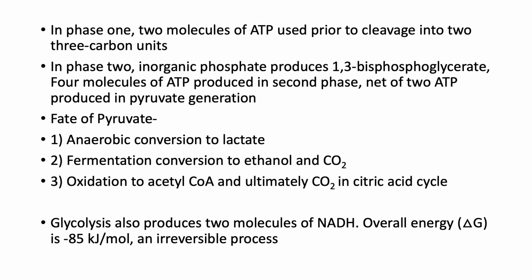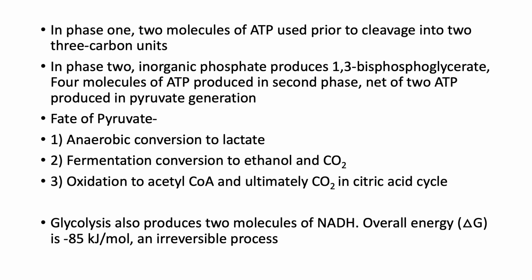So in phase 1, there are 2 molecules of ATP used prior to cleavage into 2 3-carbon units. In phase 2, inorganic phosphate produces 1,3-bisphosphoglycerate. 4 molecules of ATP are produced in the second phase, with a net of 2 ATPs, as 2 molecules of ATP were used in the first phase. So you get 2 molecules of ATP produced and 2 molecules of pyruvate as a result of this.